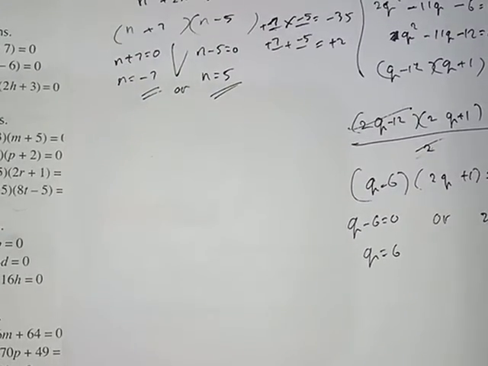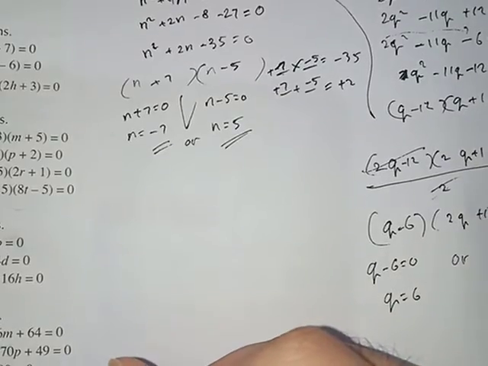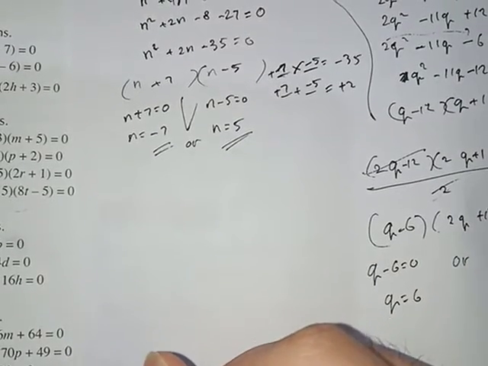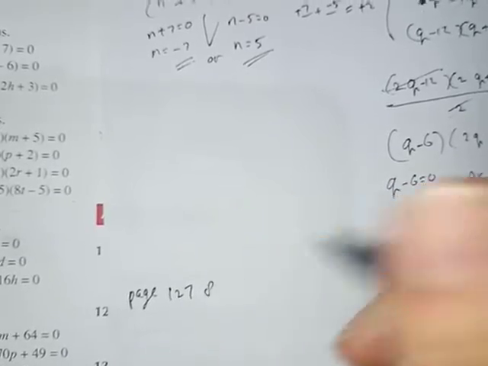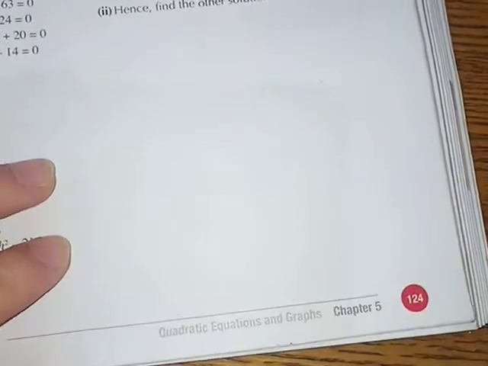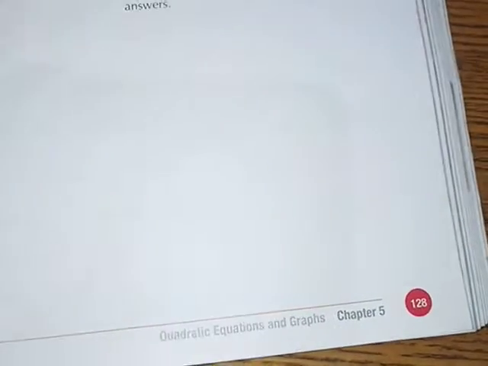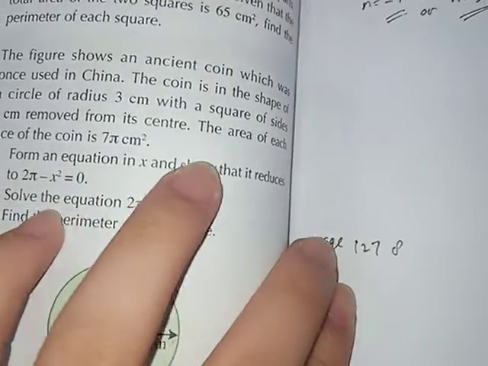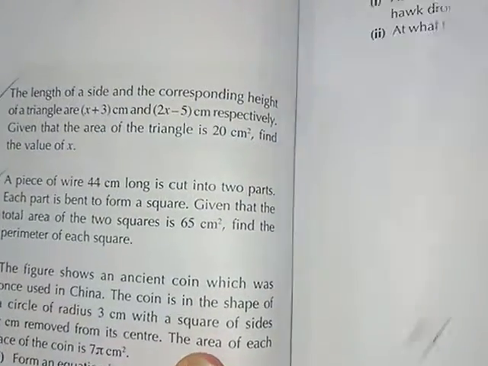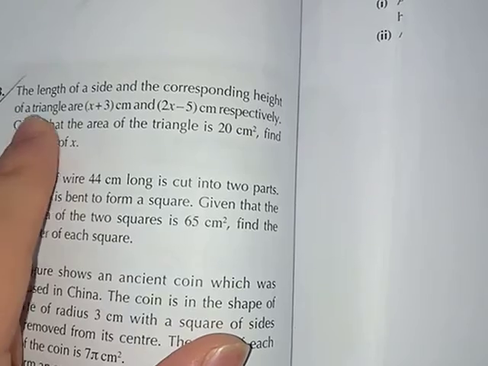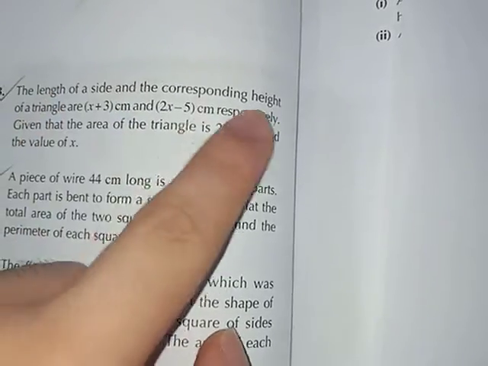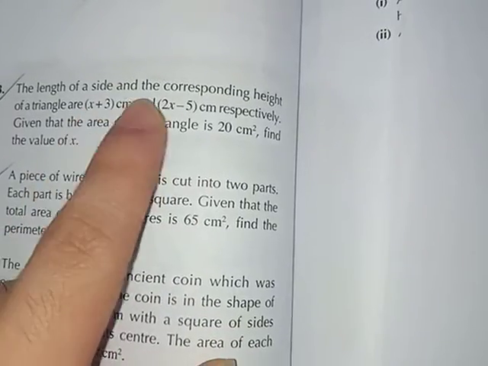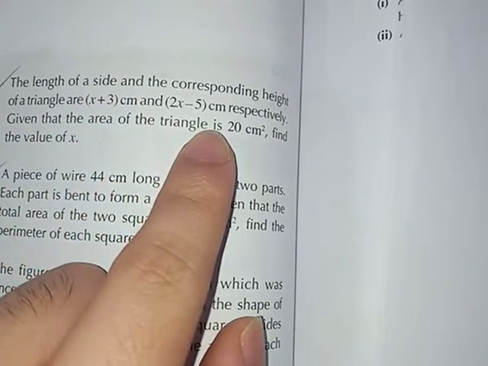That's it. Now page 127, number 8. Let's go to page 127, number 8. The length of a side and corresponding height of a triangle. Side and height, like base times height, like that. Yeah? Given the area of the triangle is 20, find the value of x.